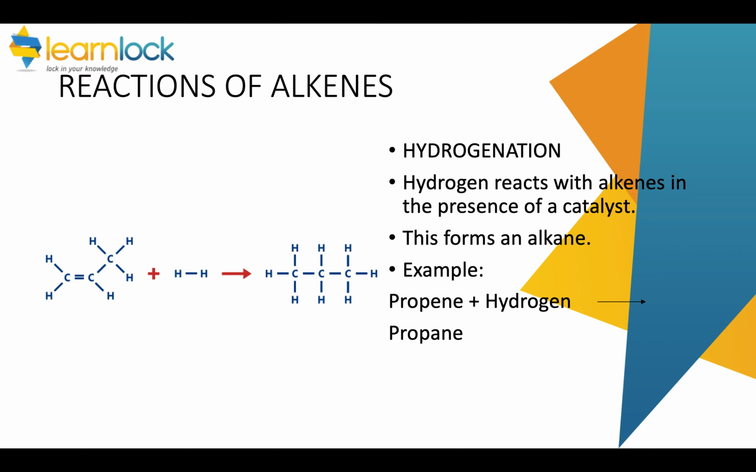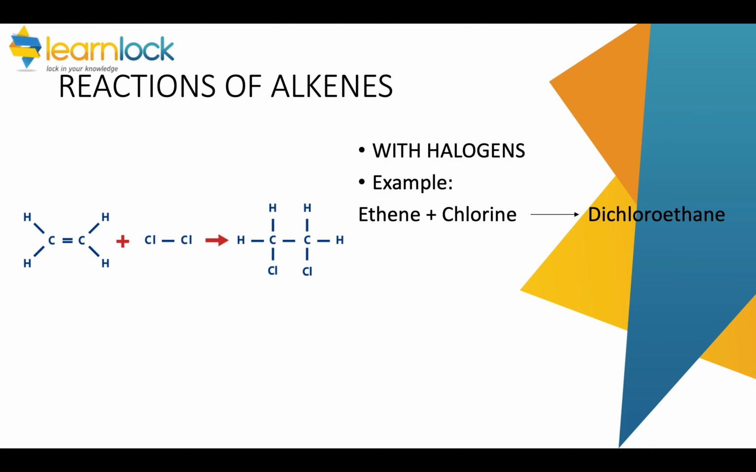There's other reactions of alkenes. When they react with hydrogen, it's called hydrogenation. In the presence of a catalyst and hydrogen, an alkene will turn into an alkane. Look at this example here. They'll also react with halogens, as shown with bromine water, but also here shown with chlorine, to form dichloroethane.